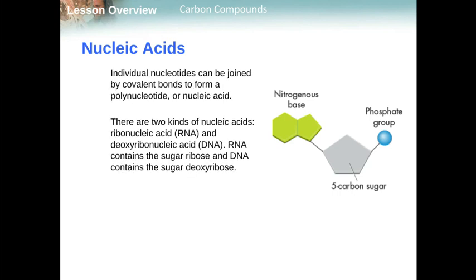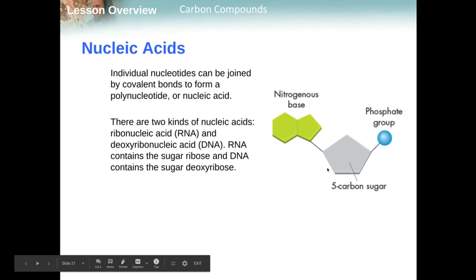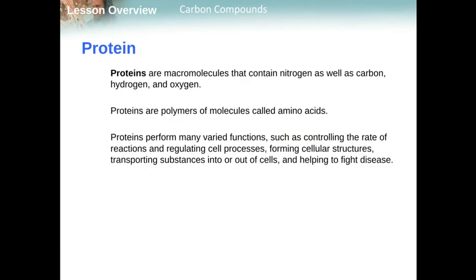So individual nucleotides can join together to form a polynucleotide or a nucleic acid. Now, there are two different kinds of nucleic acids that we'll talk about: ribonucleic acid, RNA, and deoxyribonucleic acid, DNA. They are named because they have different 5-carbon sugars. In RNA, it's ribose. In DNA, it's deoxyribose.